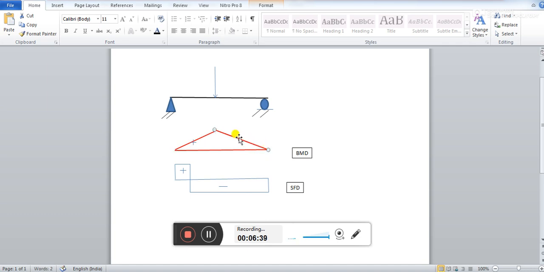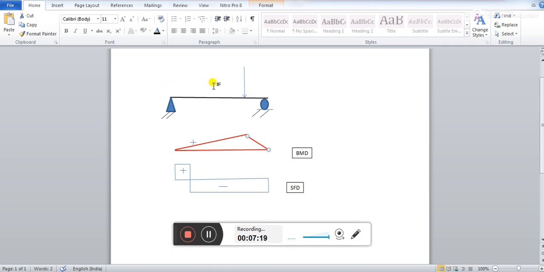Now you see, suppose I change the position of this load from here to here, what will happen? We will come to shear force later. What will happen to this bending moment diagram? Sir, it shifts towards the right. Yes, it will again shift, right? So how will it shift? It will shift like this, and then it will become something like this. Is it clear?